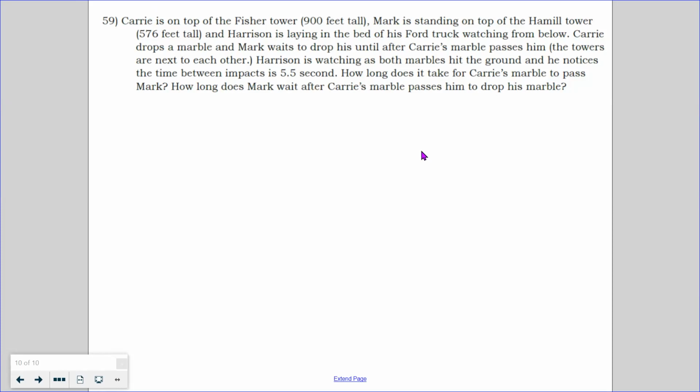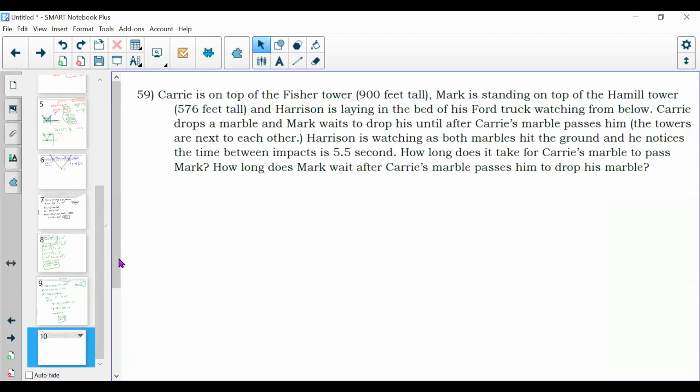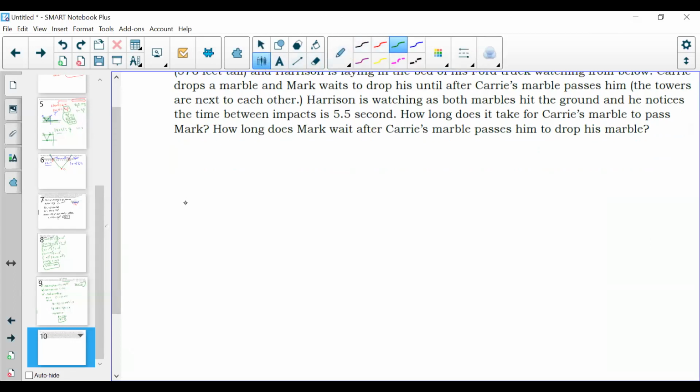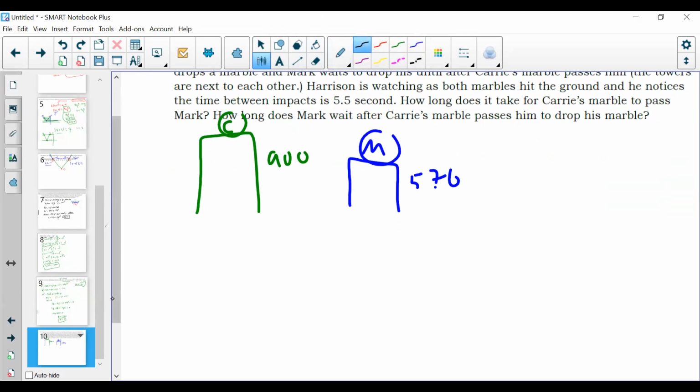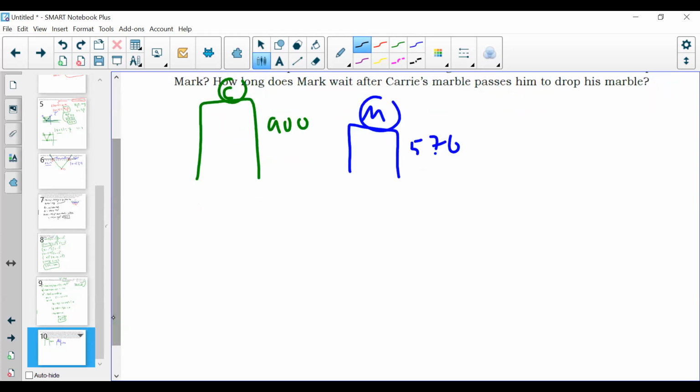So it's kind of two questions here, and we're going to solve it all up. Carrie is on a tower that is 900 feet tall. So we'll use C for Carrie, and she's dropping a marble down that tower. And then there's Mark. He's right here at a tower that's 576 feet tall, and he's dropping a marble from the top of that tower as well. What we're trying to figure out is how long it takes Carrie's marble to pass Mark, and also how long Mark waits after Carrie's marble passes him before he drops his. We also know that it takes 5.5 seconds between the impact of Carrie's marble and Mark's.